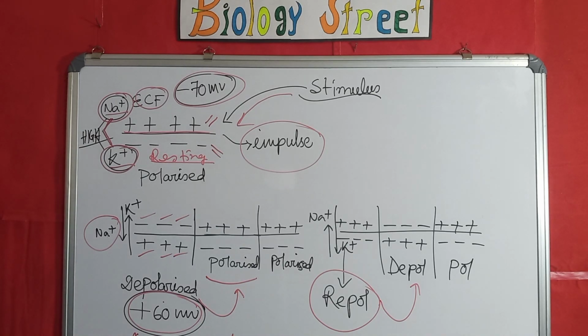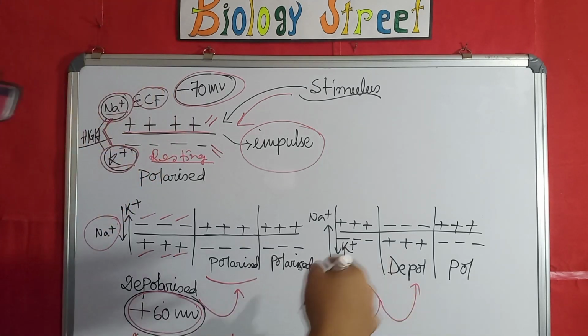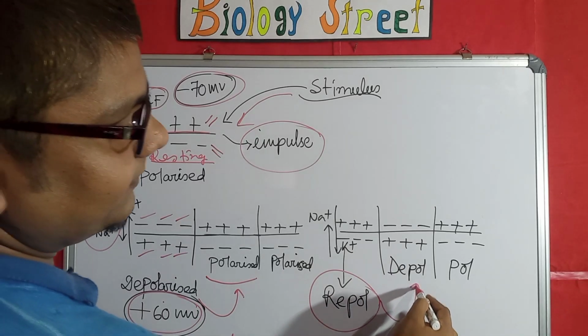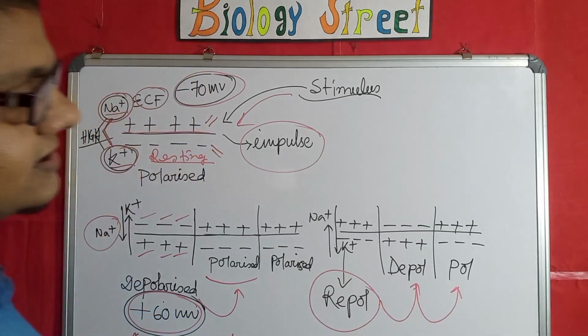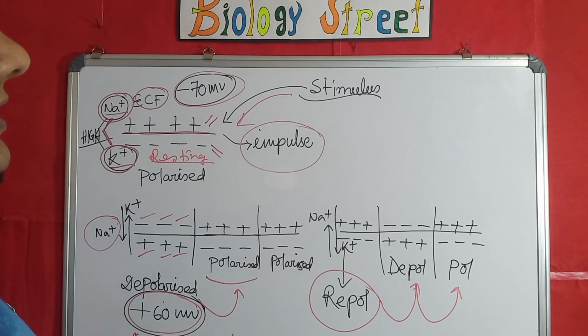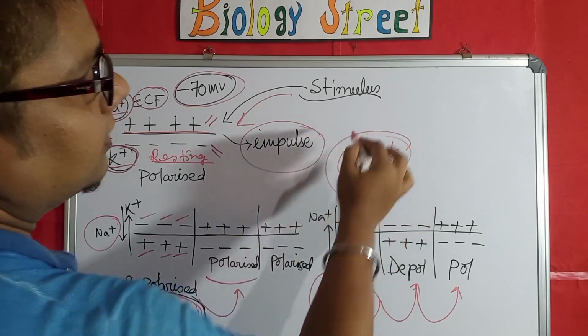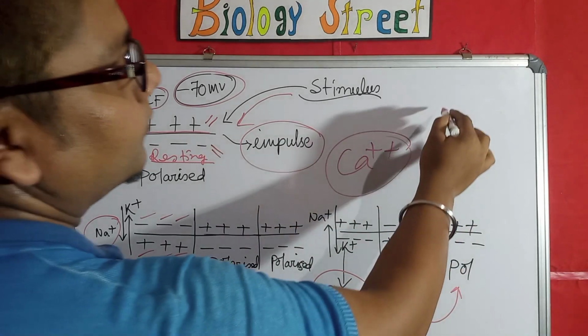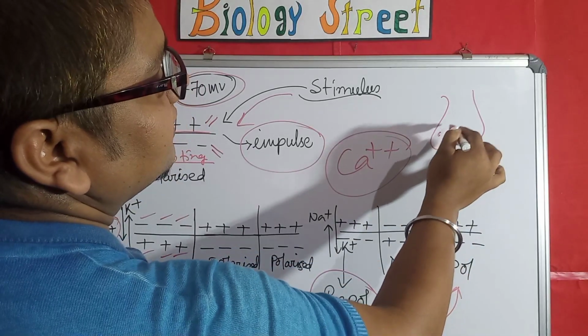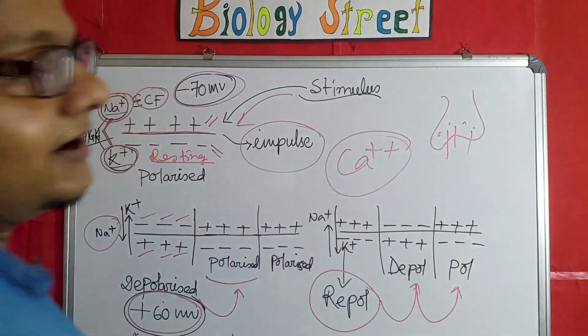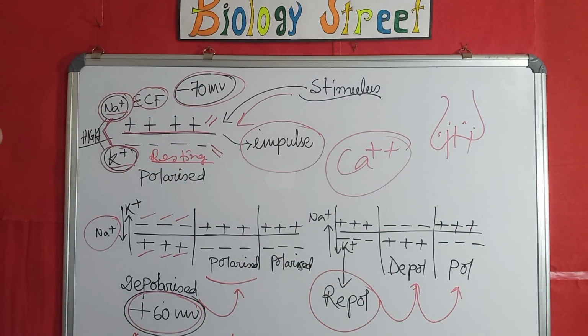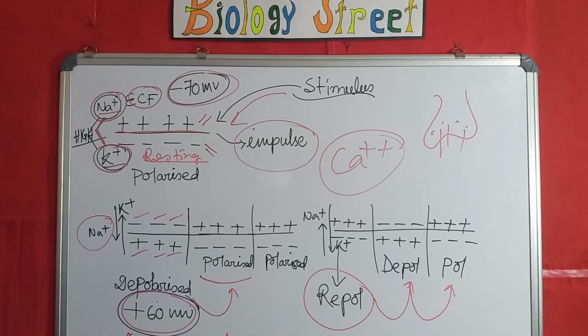In the same way, when the last segment gets depolarized, what will happen? When the impulse comes to the end brush, it will bring in calcium ions, which will provoke the vesicles to secrete neurotransmitter. Okay, this is how the conduction takes place. The impulse is conducted within an axon.